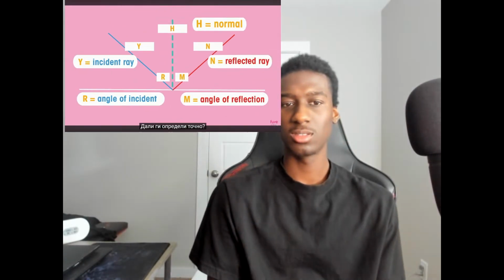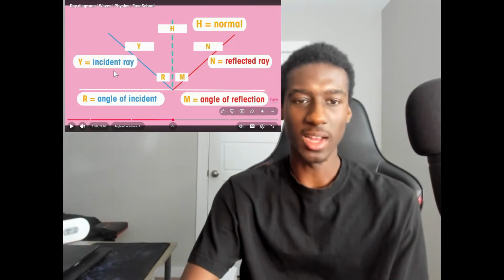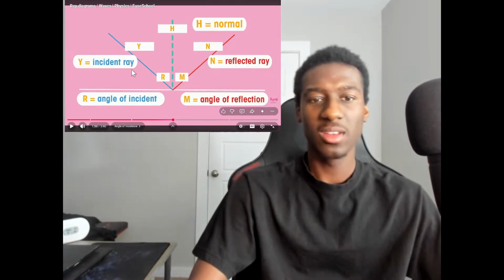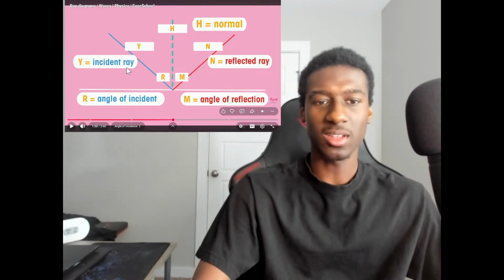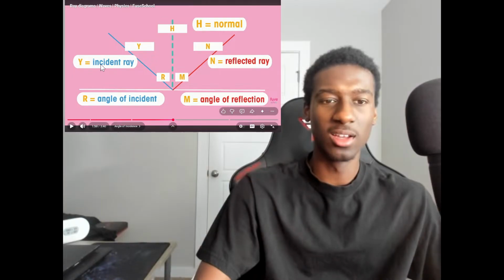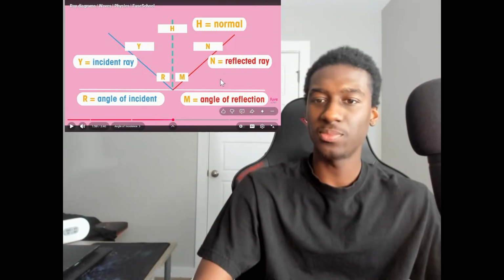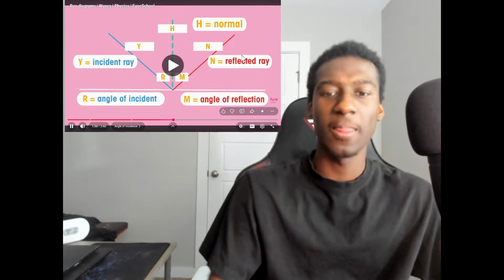Did you get them correct? Okay, so I'm getting words confused and whatnot. So incident ray. Okay, I had the logic right, but the words. So I'm going to note that. So the logic was right. Incident ray, the angle of incident is R. M is the angle of reflection. N is the reflected ray. H is normal. Yeah, it's just normal.